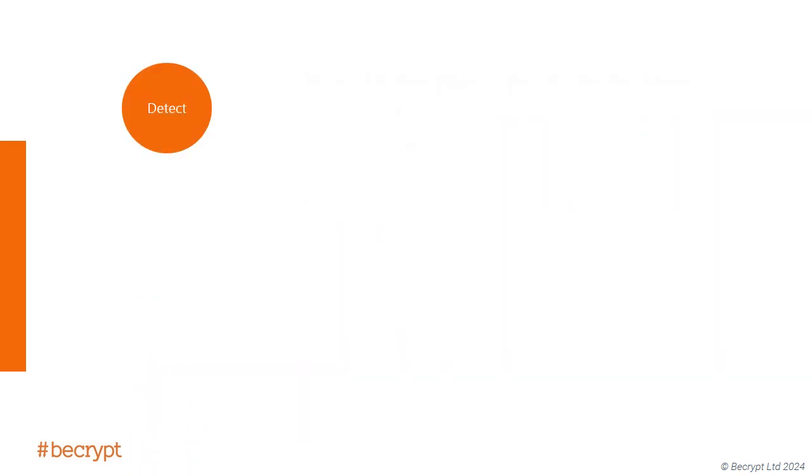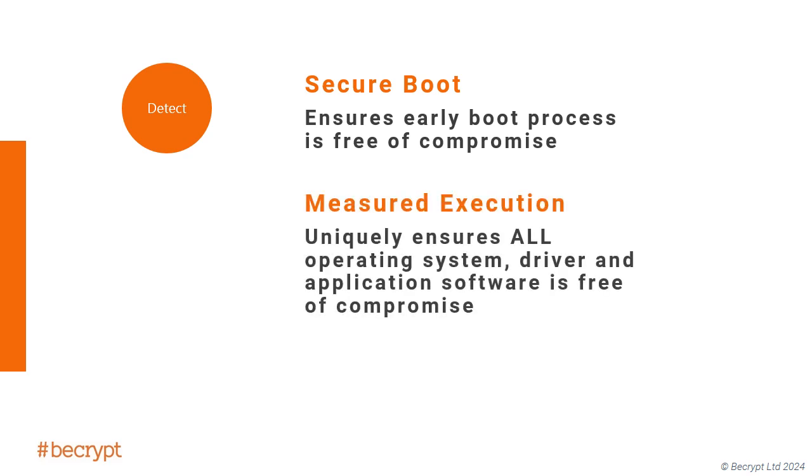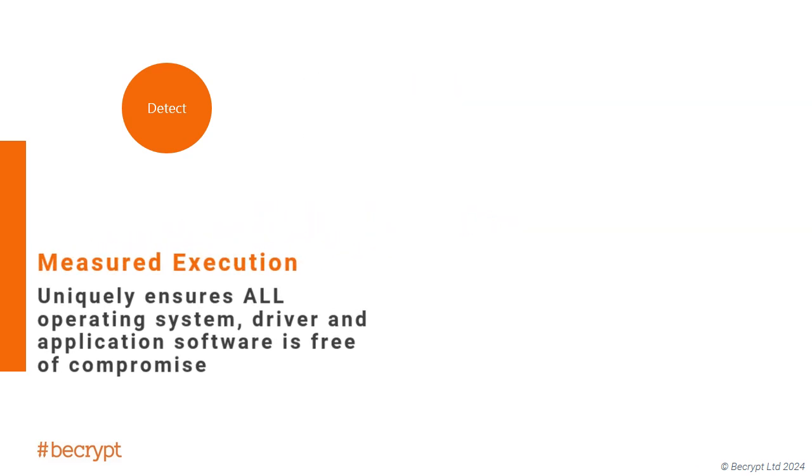Delving into a bit more detail. For Detect, Paradox implements device health measurements using a standard secure boot process, which is then followed by measurements of all system and application software before execution. This cryptographic measurement of all software is unique to Paradox.